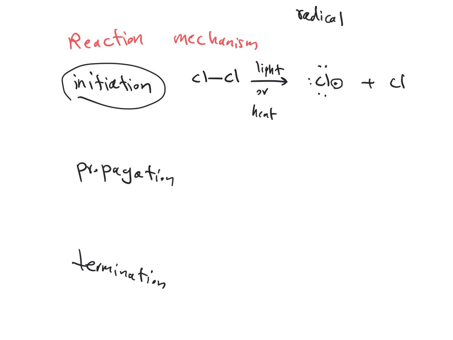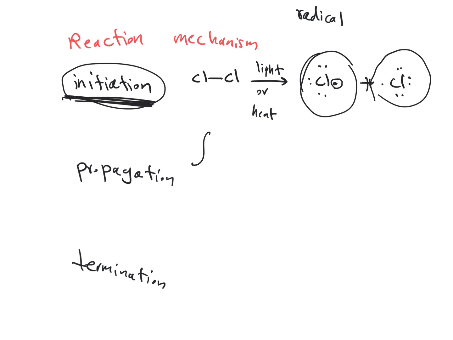And radicals have an odd number of electrons. So here we have 1 unpaired electron. In general it's 7, so we have 1 unpaired electron, and the same thing here. So this is the first step. We call that initiation.